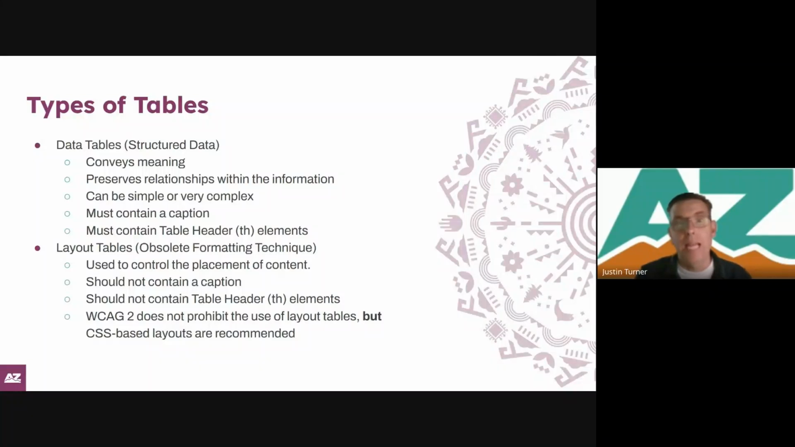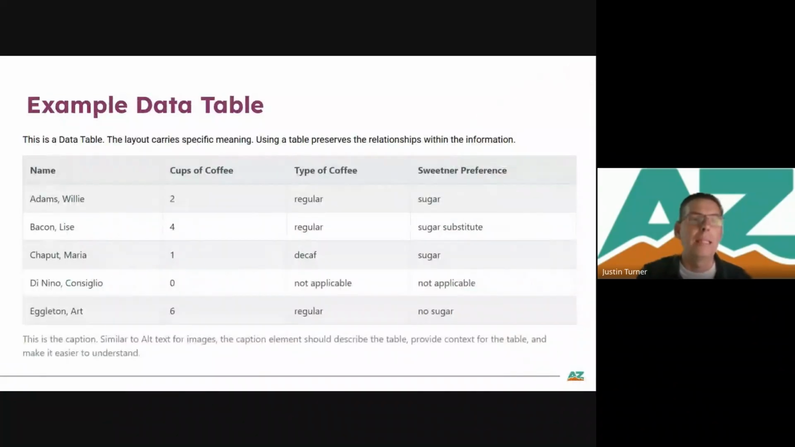The other type of table is a layout table. Those are simply about controlling the placement of the content. So they shouldn't have captions. They shouldn't have table headers. Now, it's not an accessibility problem to use layout tables. It's just an obsolete way of doing things. The preferred method is to use a CSS style sheet based method, but it's not an accessibility problem to have it. So let's look at the examples.